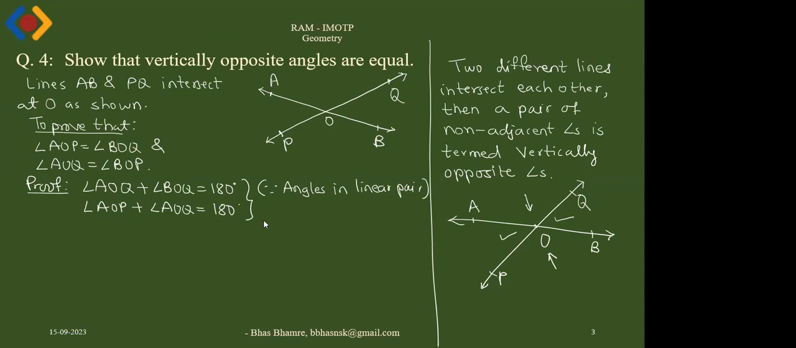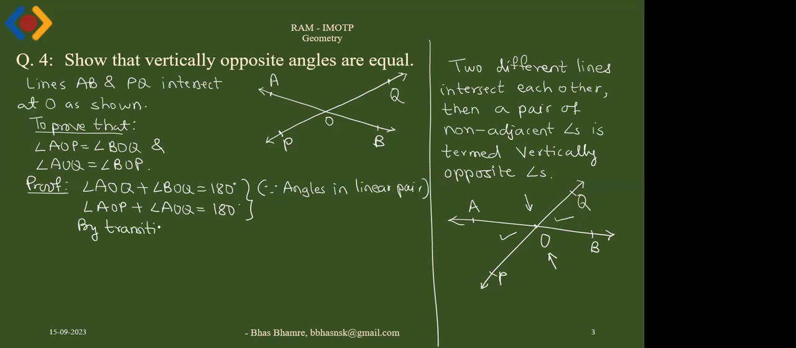After this, we either equate these two equations. Which are the equations? Angle AOQ plus angle BOQ is 180 degrees and angle AOP plus angle AOQ is 180 degrees. Both have RHS as 180 degrees. So we can equate them by transitivity. Or we can subtract them, also valid. Either we equate or subtract, both are equivalent. So I use transitivity.